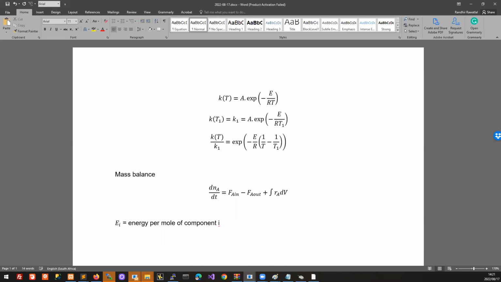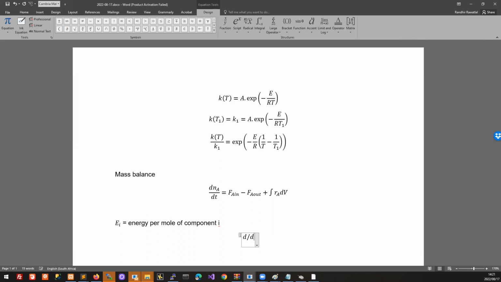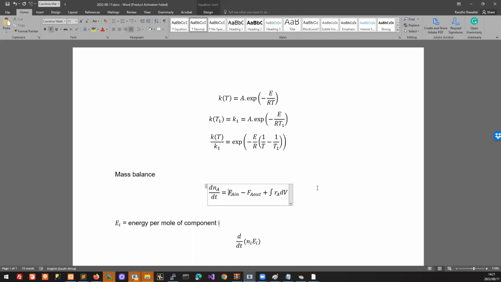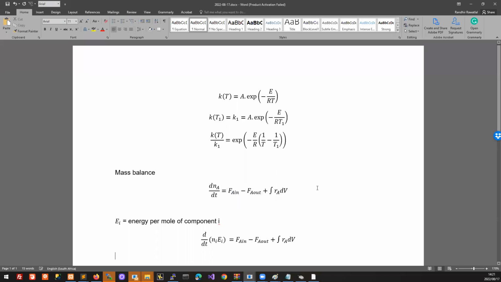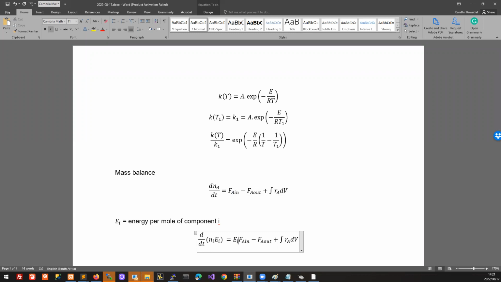And so our tendency would be to say the rate of change of energy, d/dt of the energy, is going to look something like N_i times E_i. And then we would want to write something like we have here, right? So the rate of change of the energy is going to be the energy coming in, E_i in, and then E_i out, the energy going out. And then we would also say, well, there's the reaction that's happening, and if I'm writing this in i, then we would say E sub i like that.